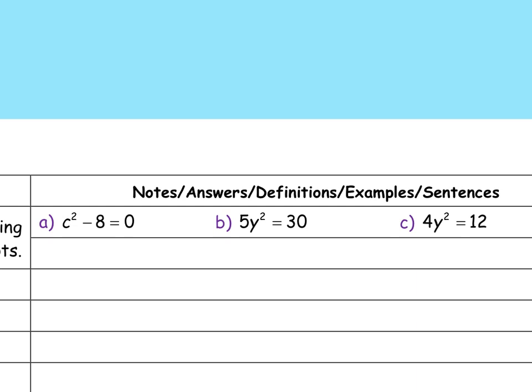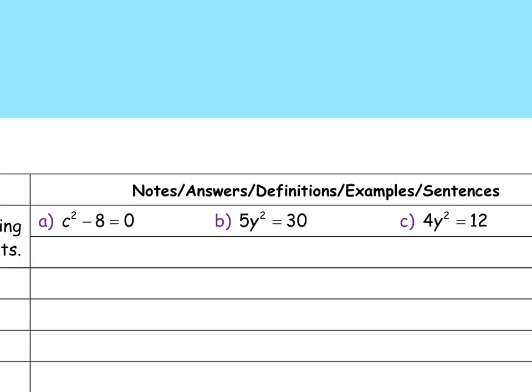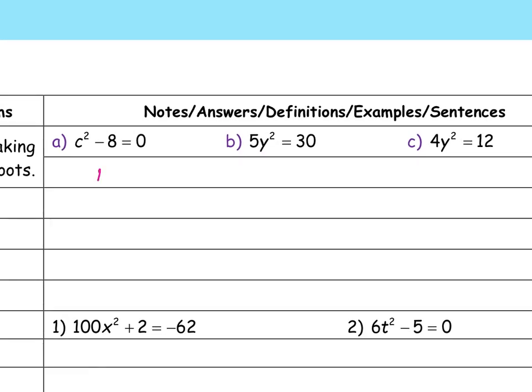So, what are we doing here? So for number A, I add 8 to both sides, and I get c squared equals 8. And then I square root both of them, right? So 8 is the square root of 4 times 2. So c is going to equal 2. Oops, I forgot something. What did I forget? Plus or minus 2 root 2.